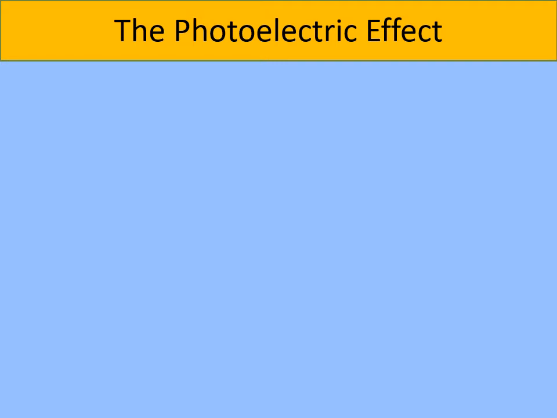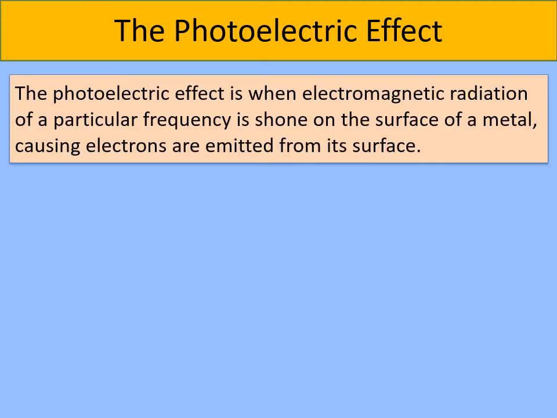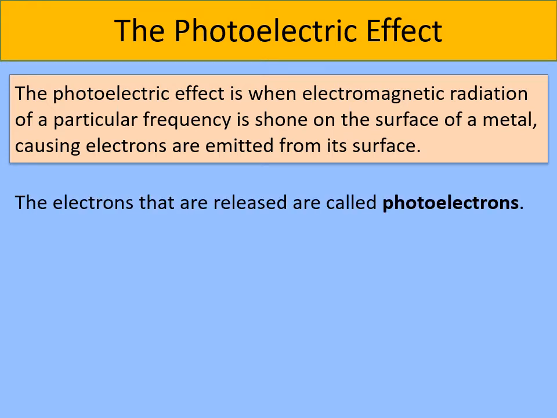Okay, so what is the photoelectric effect? Let's give you an important definition to start with. The photoelectric effect is when electromagnetic radiation of a particular frequency is shone on the surface of a metal, electrons are emitted from its surface. This phenomenon is what we call the photoelectric effect, and the electrons that are released or ejected or emitted or liberated from the metal surface are called photoelectrons.